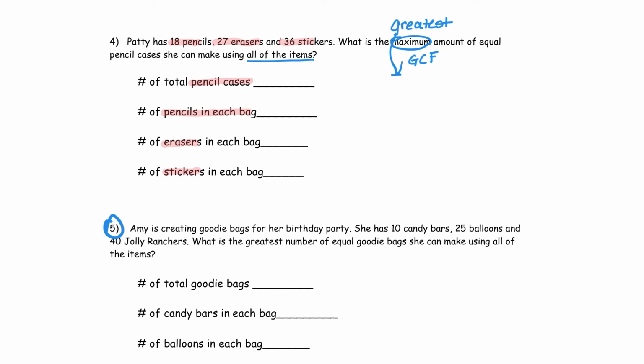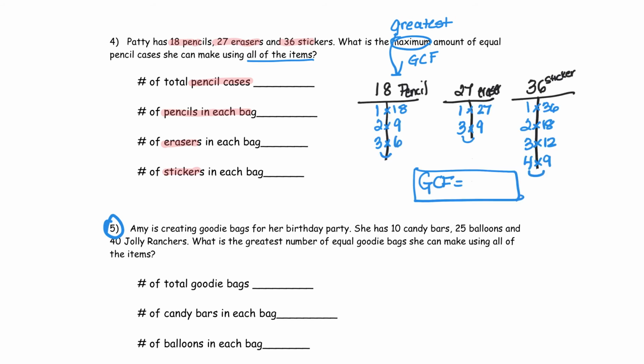So think about it. We have pencils, erasers, and stickers. So we have the numbers 18, 27, and 36. What do you think we're going to have to find now with 3 numbers? Right, you're going to have to find the greatest common factor of 18, 27, and 36. Pause the video and do that now.